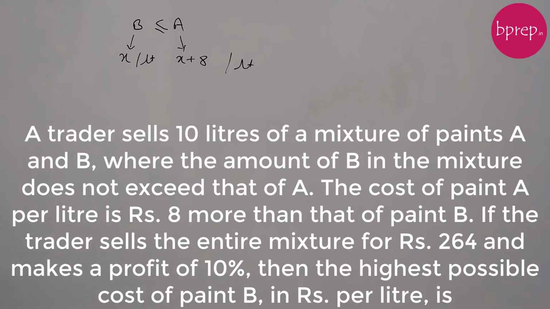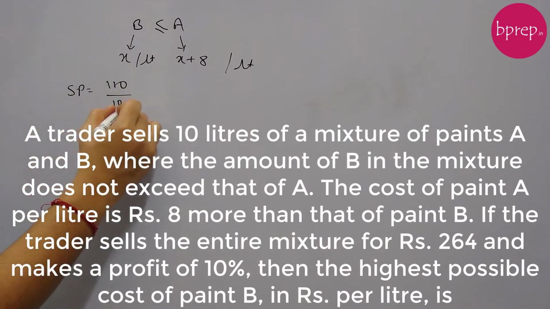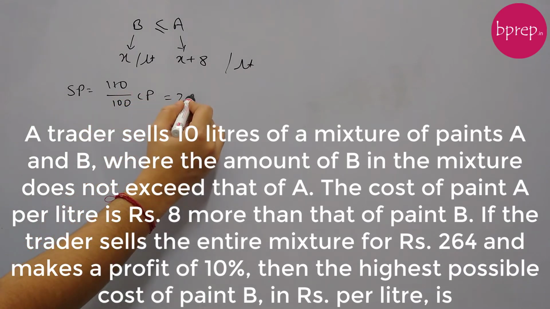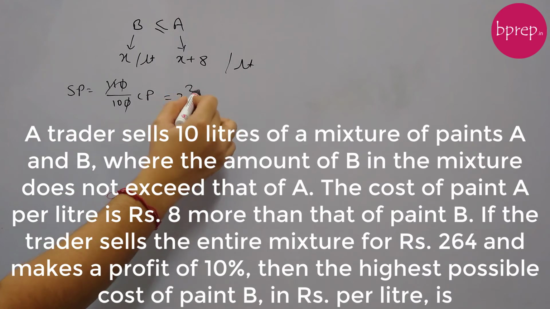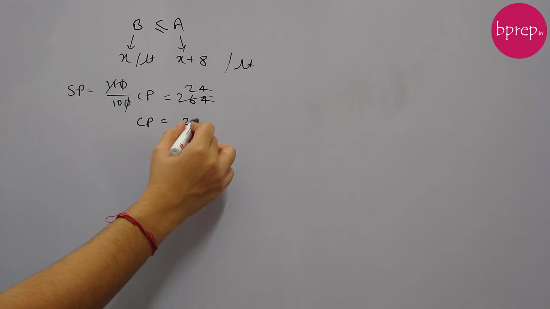So for the trader, he is selling the entire mixture for rupees 264. So the selling price is 264 and the profit is 10%. So we know in this case the selling price is equal to 110 by 100 of CP. This is the selling price, and the selling price is 264. So this 0 got cancelled, 11 to 4. So from here we know CP is 240.